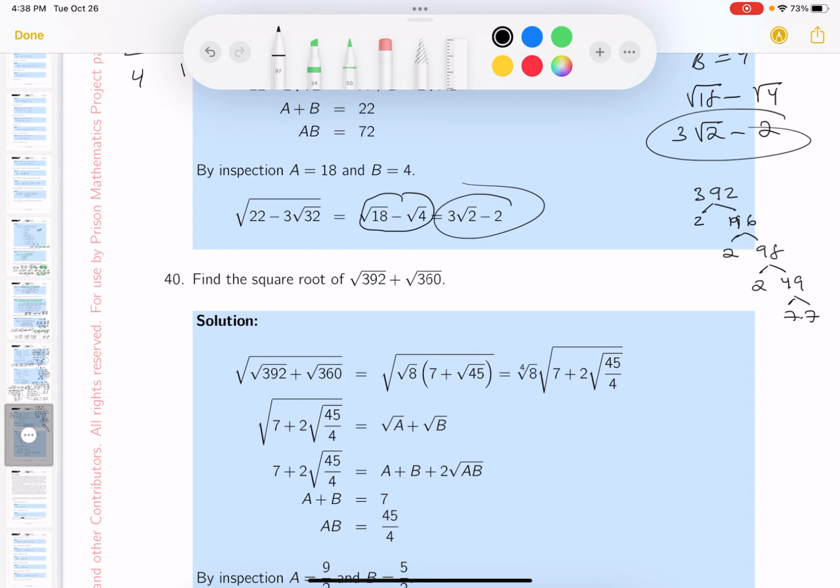Let's put that down. So 392. I see 2 2s. And I see 2 7s. So I'm going to say that would be 14 root 2.